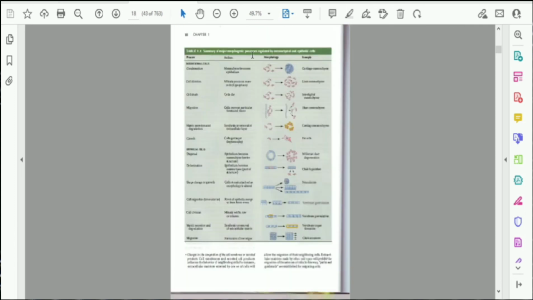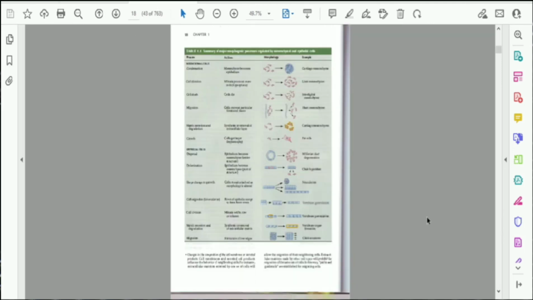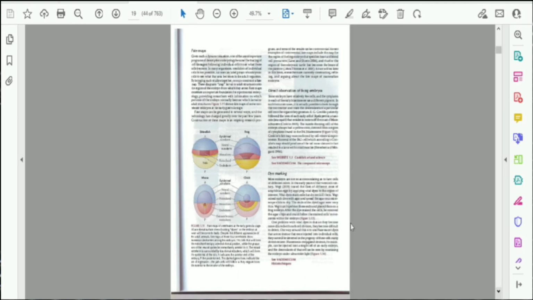Summary of major morphogenetic processes regulated by mesenchymal cells and epithelial cells is also important, explained with a diagram itself. Next thing is page number 19. Fate map. Sometimes they'll ask about this diagram, which is a fate map of zebrafish. You should know this is a fate map of zebrafish and this is a fate map of frog, like that. A previous question has been asked, that's why I'm giving you this particular page.